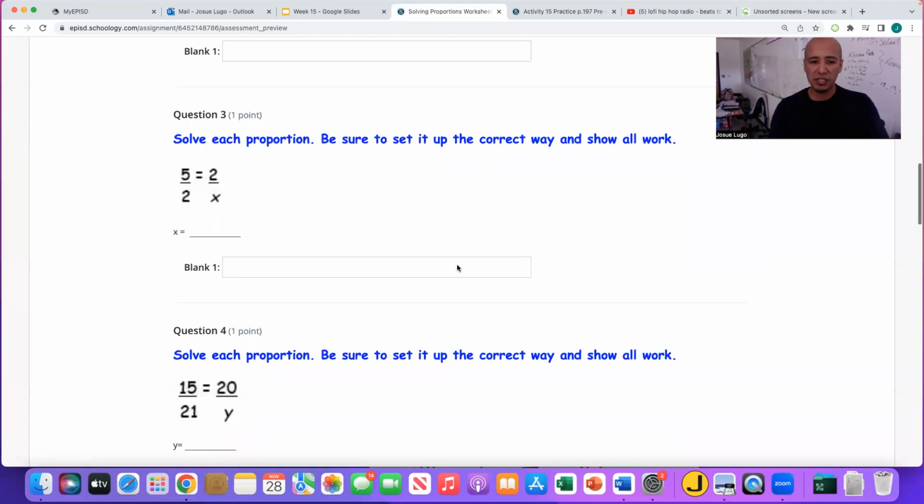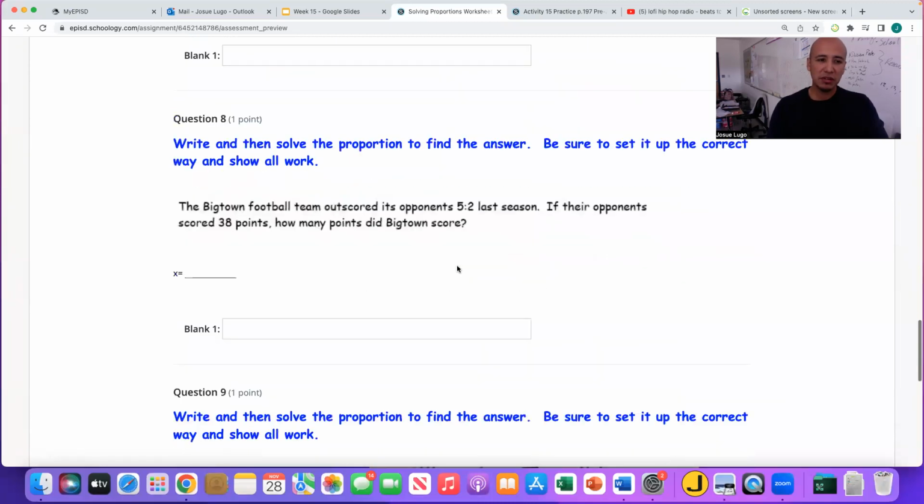Let's do some of these word problems. If we scroll down to number 8, let's go to number 8. Notice at this time, we need to set up the proportion. We need to set it up. So how am I going to do that?